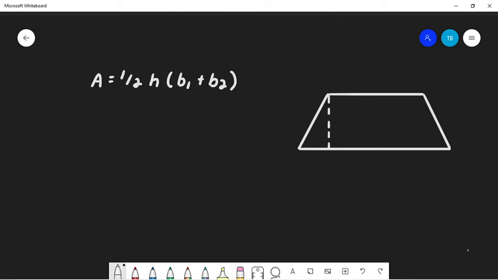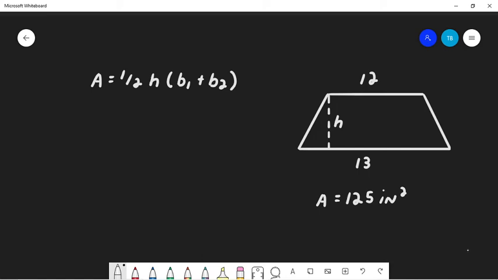So let's do one problem like that. Let's say that we don't know what the height is. So we're just going to put a placeholder here, just say that's h. And we'll say that the bases are 12 and 13 inches. And then the area is 125 square inches.